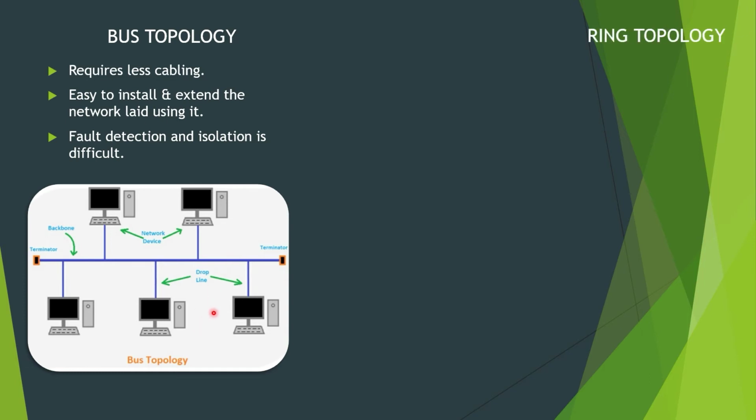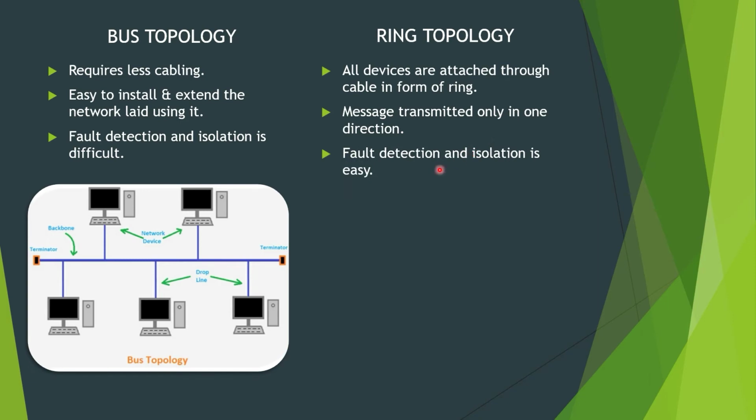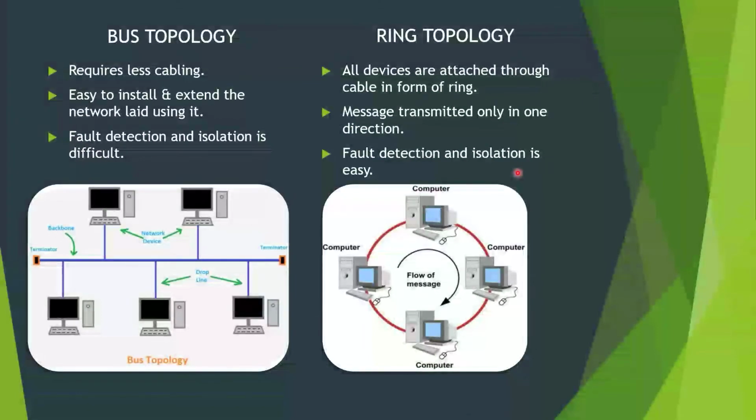Now ring topology. As the name suggests, all the devices are attached through cable in the form of a ring. The message is transmitted only in one direction. Here fault detection and isolation is easy. Here you can see the computers are connected in the form of a ring and the flow of messages is only in one direction.